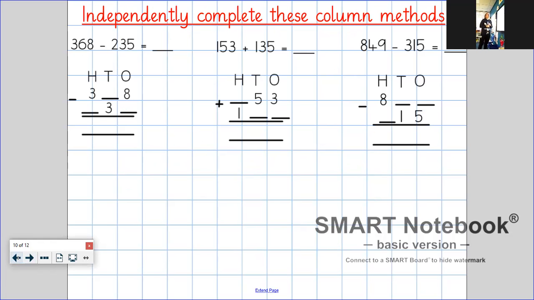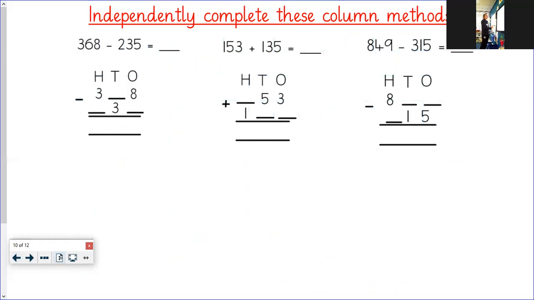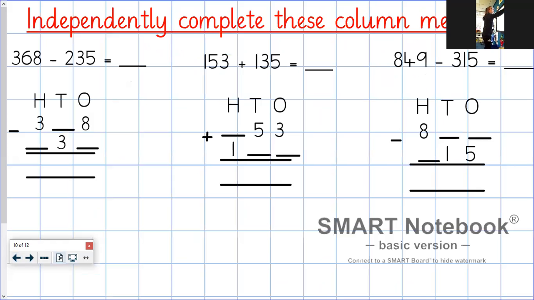So what I want you to do now is pause the video and complete my part made up column method independently, okay? So I've already put in some of the digits that I needed. I'll make it a little bit bigger for you to see. There we go. Have a go. Pause the video and come back for your answers.